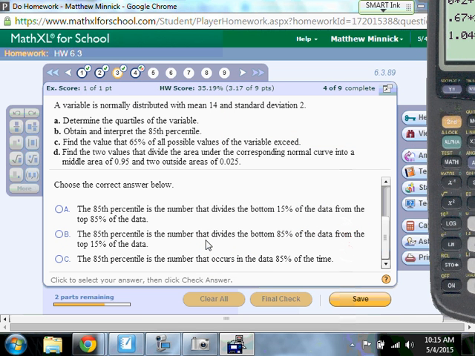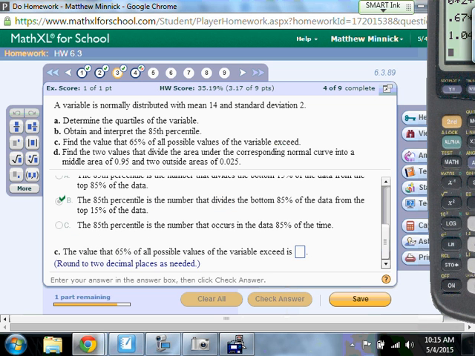Now, let's keep in mind what a quartile is. A quartile splits the lower 85% from the upper 15%, so it divides the bottom 85% from the top 15%. Okay. Now we want the 65th quartile. So I find the z-score that goes to 0.65, and it looks like 0.39.